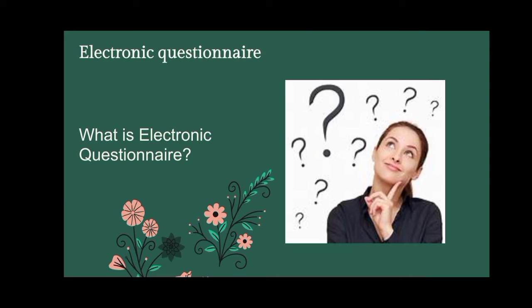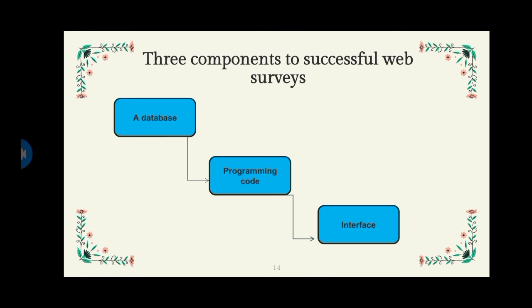These early survey instruments were text-based and allowed for no interactivity. They were basically paper questionnaires delivered electronically, or as Picard stated, they are basically paper-based questionnaires that utilize a different distribution mechanism. Bertot states that there are three components to successful web surveys: a database, programming code, and interface.